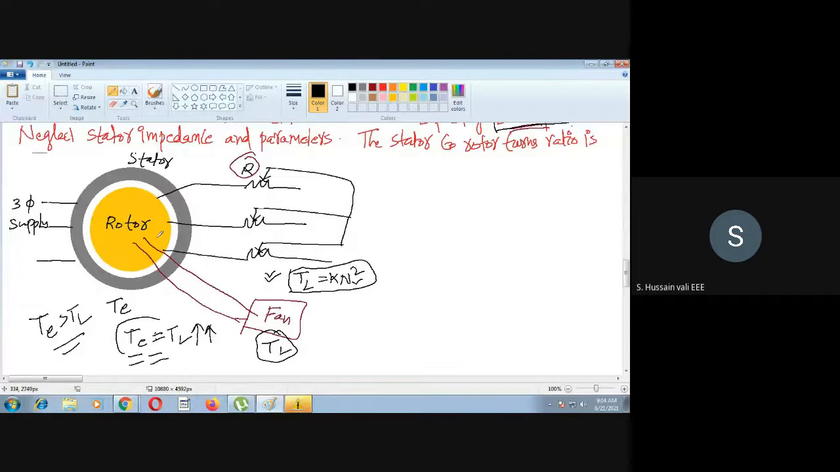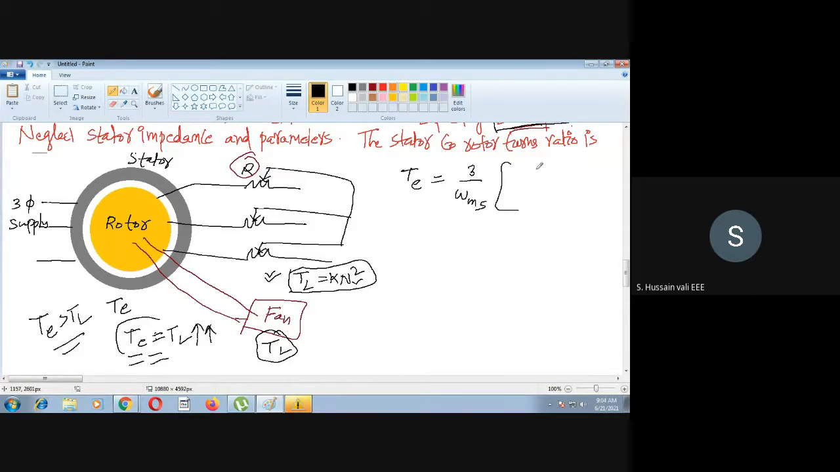See here, during starting you turn on the supply. When you turn on the supply, what you observe is that at that time initially the fan is at rest, so the load torque is zero, whereas the electromagnetic torque has already developed. Now we would like to write the equation for the electromagnetic torque. You recall the basic equation of the electromagnetic torque. So I will write that equation here for the purpose.